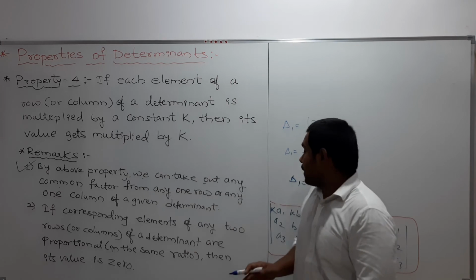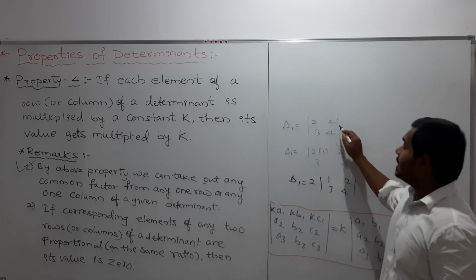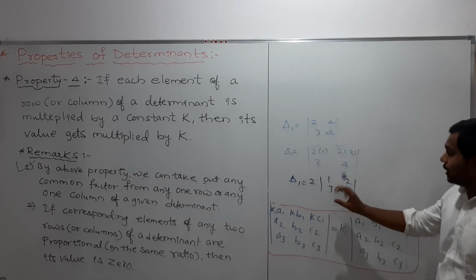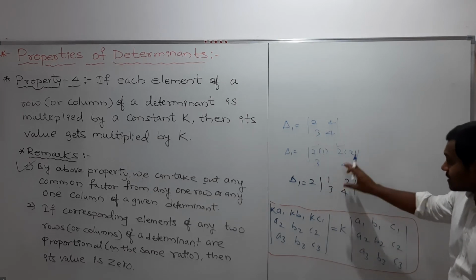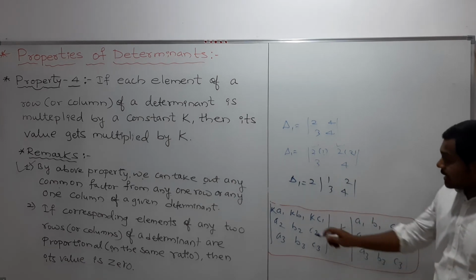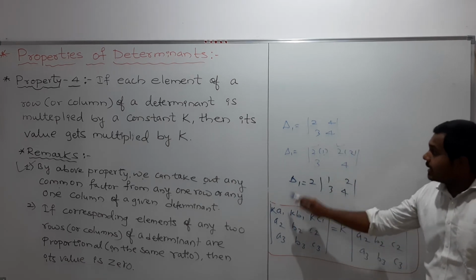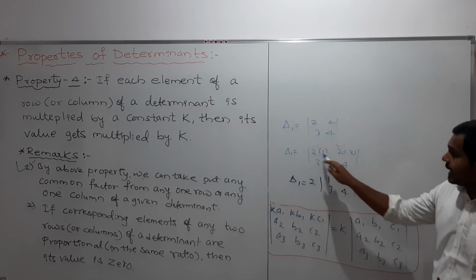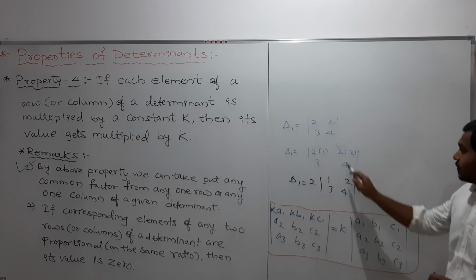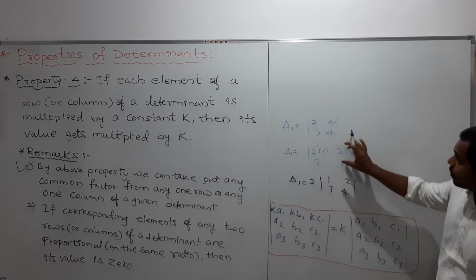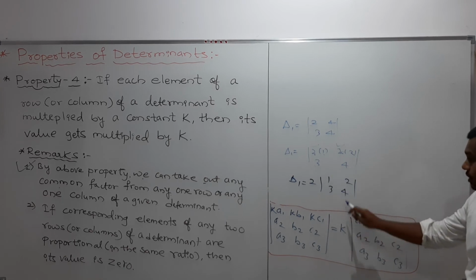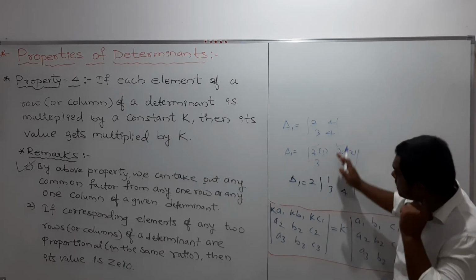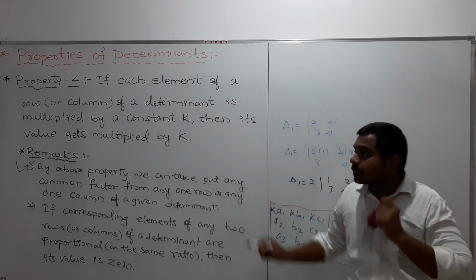Why this is useful: whenever you have such a type of determinant, you can easily take 2 common from row 1. So you can write 2 into like this, because of this property. What does the property say? If any element of the determinant is a multiple of a constant, in this case the k value, the constant will act as 2. So this can be written as 2 times the original determinant. By this property you can take it common. So don't get confused, this is just the proof I am giving you for the first remark.